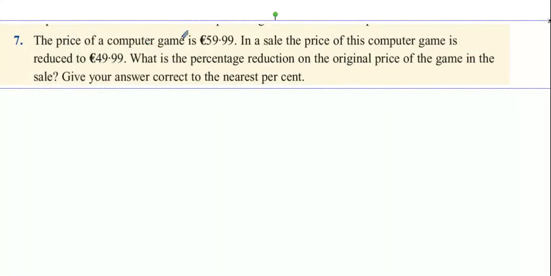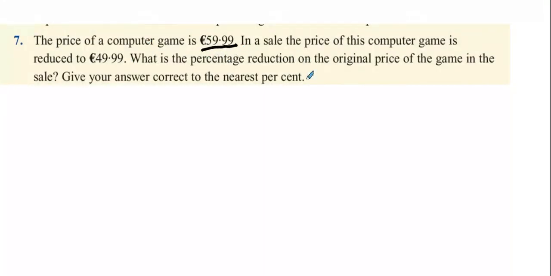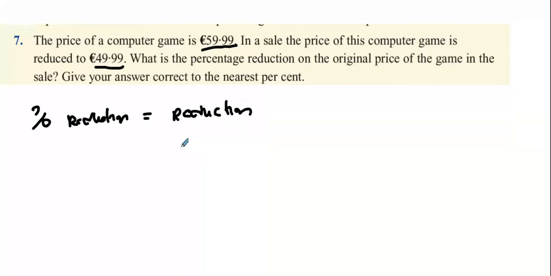7. The price of a computer game is $59.99. In a sale, the price of the computer game is reduced to $49.99. What is the percentage reduction on the original price? So percentage reduction equals reduction divided by original price multiplied by 100 over 1.